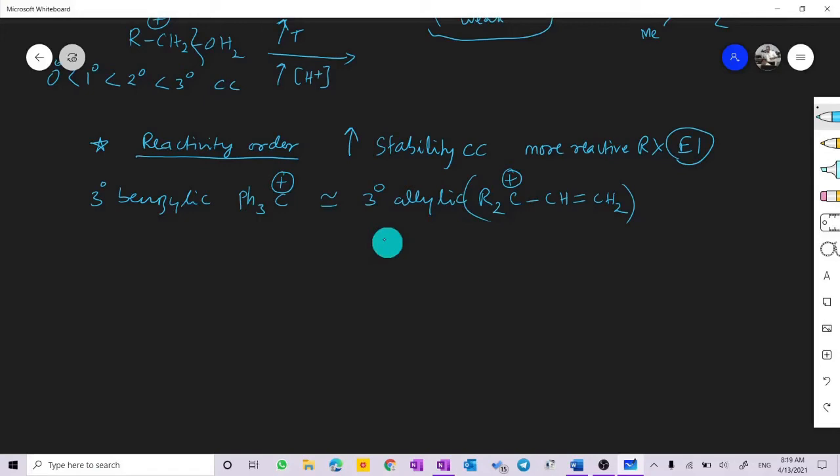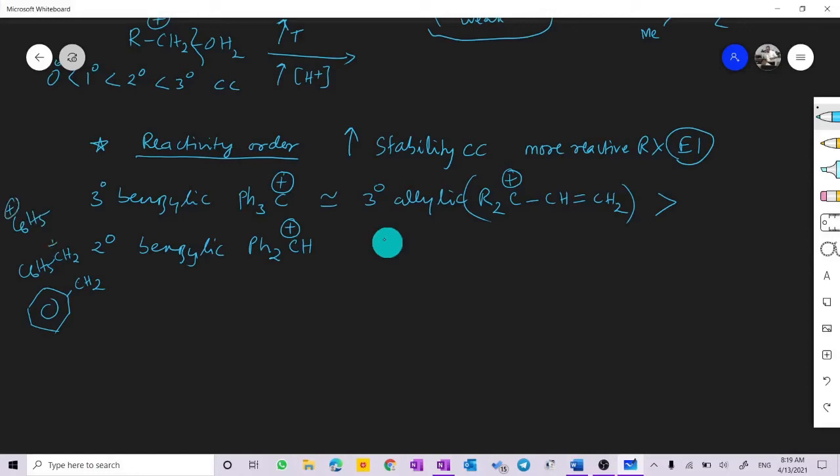So this will have more reactivity when compared to the secondary benzylic carbocation, which means Ph-CH plus-Ph. You know what benzylic means: a phenyl ring with the CH2 group, that is C6H5-CH2, is called benzylic. Many students get confused between benzylic and phenylic. Phenylic is C6H5 plus. So this is a phenylic carbocation, which is highly unstable.